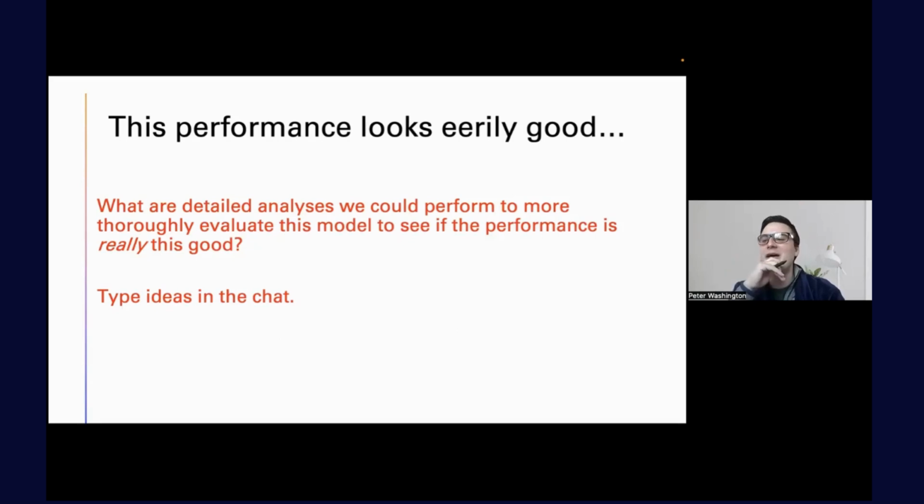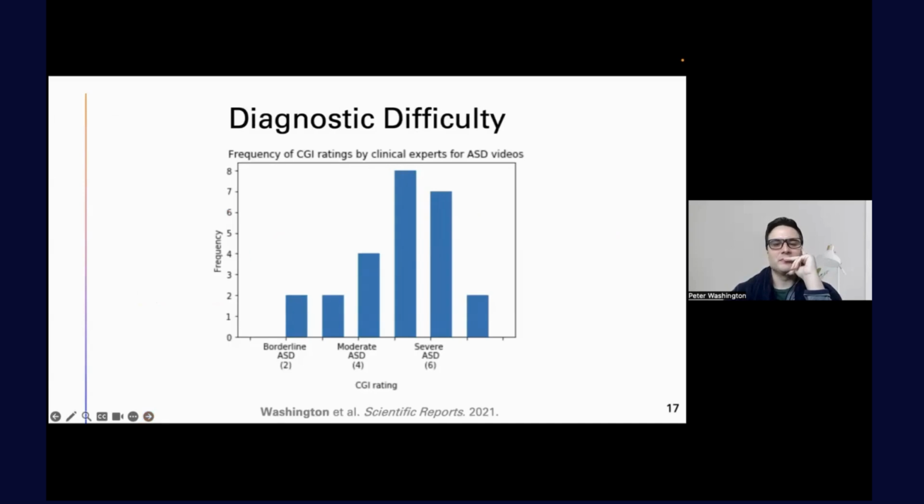Easy controls. Okay, I like that, Santiago. So yes, that was exactly the issue, although not controls, it would be easy subjects, easy individuals with autism. So what we thought was maybe these videos of children who are diagnosed with autism are very, very clearly autistic, and the videos of children without autism are very, very clearly not autistic. And so what we found is we recruited professional clinicians who are licensed to diagnose to watch the videos and provide something called a clinical global impression rating, fancy way of saying 1 through 7.